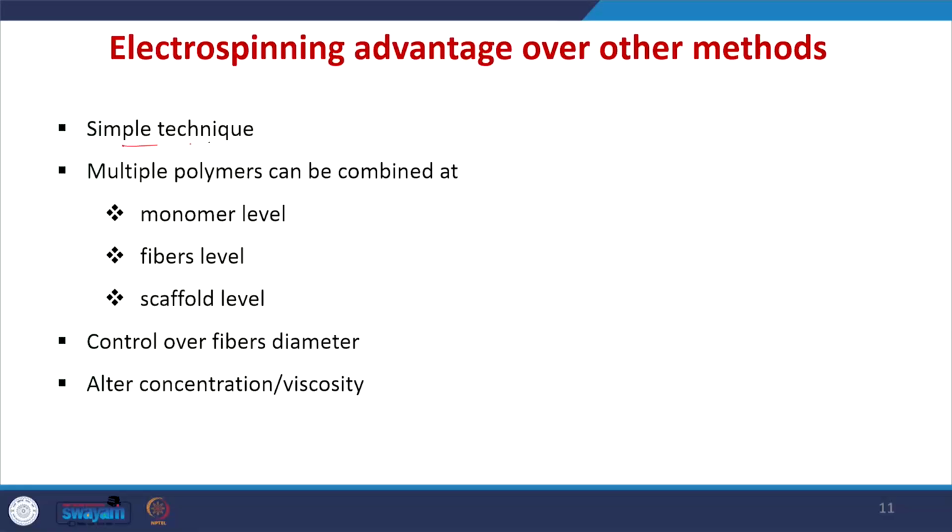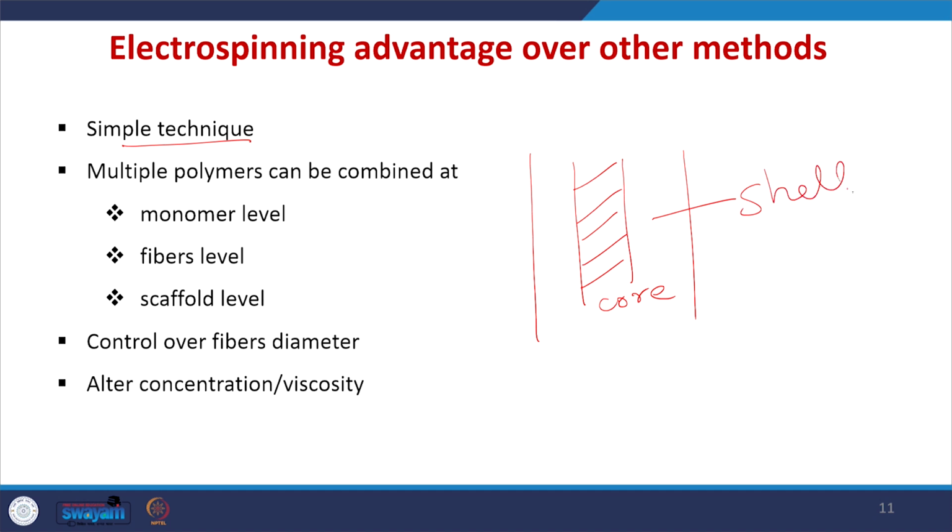The electrospinning technique has more advantages when compared to the other methods. It is a simple technique, and we can combine the polymers at monomer level, fibers level and scaffold level. For example, we can also make core-shell nanofibers. In the core, we can load one type of anti-cancer drug, and in the shell, we can load another type of anti-cancer drug. We can make the core-shell nanofibers using the coaxial electrospinning setup.